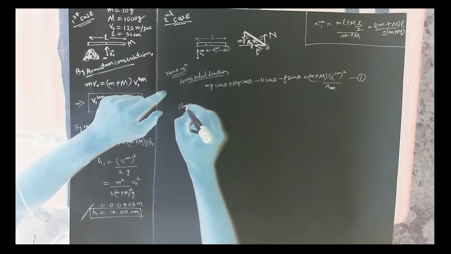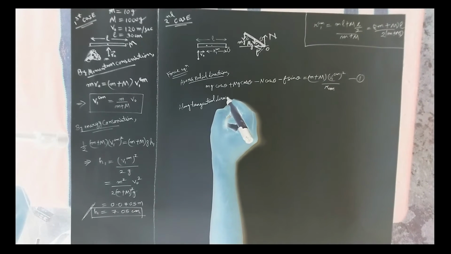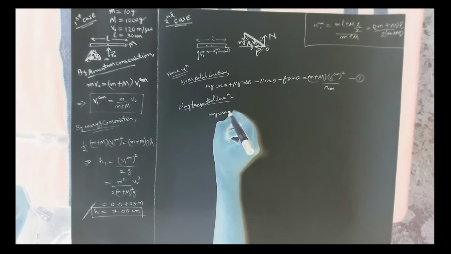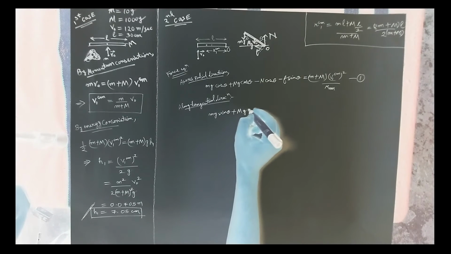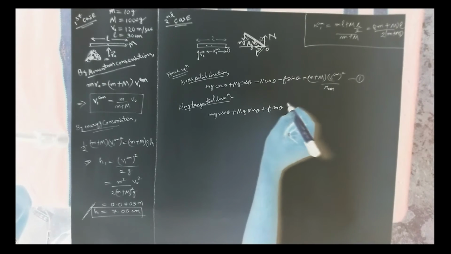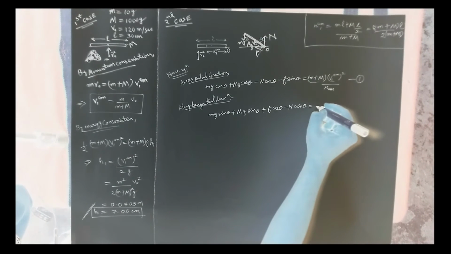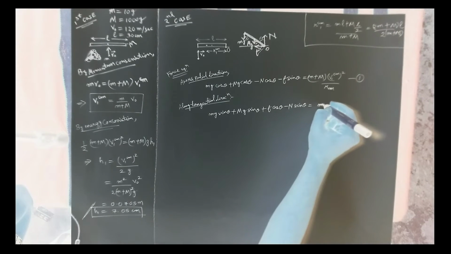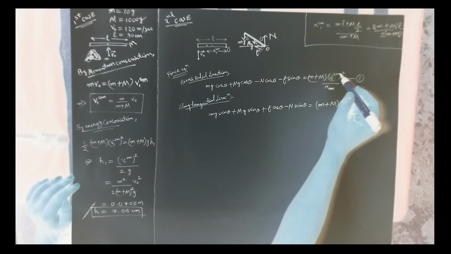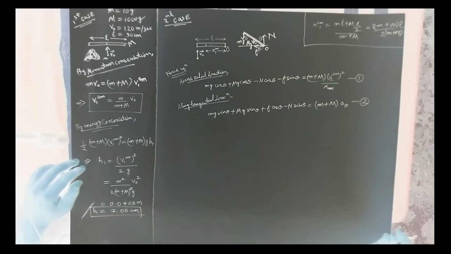Along the tangential direction, the forces which are acting are mg sin theta plus Mg sin theta, that is capital Mg, plus f cos theta, minus N sin theta, is equal to (m plus M) a theta, that is the tangential acceleration, whereas v1cm square divided by rcm is the radial acceleration, ar. This is a theta.